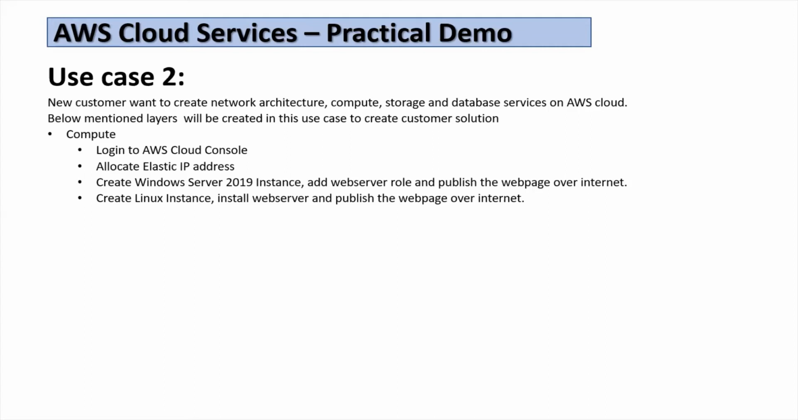Then we will create one Windows Server 2019 instance, add the web server role on the server, and publish the web page over the internet. You will find out how easily we can create a web server and publish the page over the internet. We will also create a Linux instance, install a web server on it, and publish it over the internet. There are different ways of connecting to Windows and Linux instances, so I'll show you those in the practical demonstration.